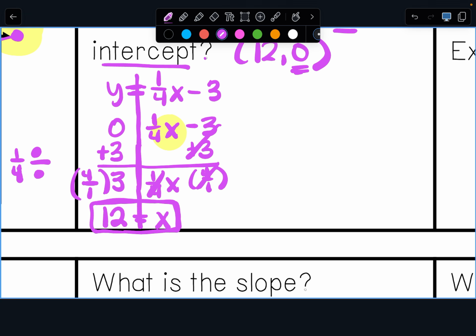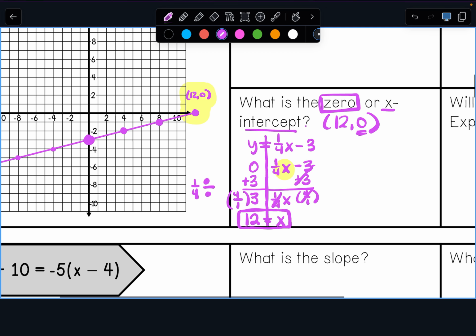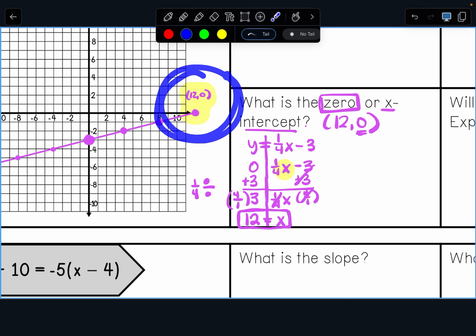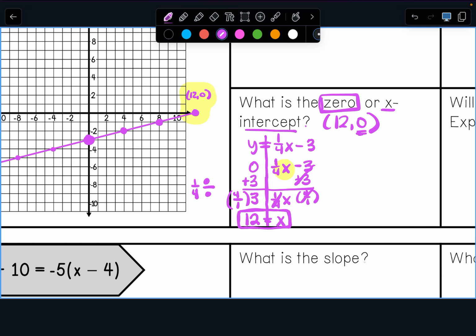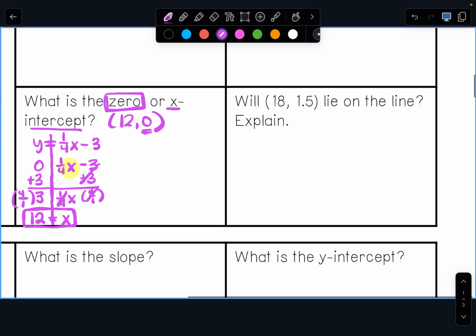Yep. So that is your x-intercept. It crosses at the number 12. We already knew that. We were able to find that x-intercept by continuing to plot points, but just as a reminder, you can also solve for the x-intercept 2 different ways.